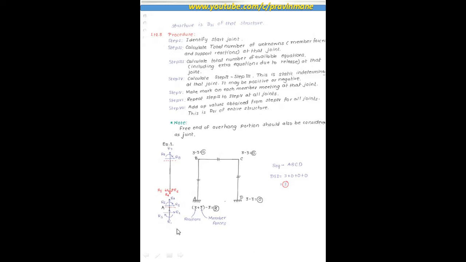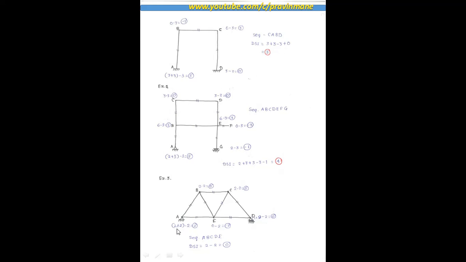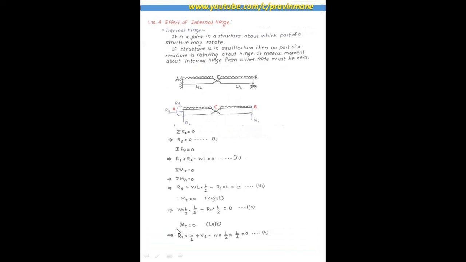Note, the free end of an overhang portion should also be considered as a joint. Then there will be examples. In examples we will see later on. Here we will see only the theoretical parts. Now, the effect of internal hinges. So internal hinges are, this way, these are called internal hinges.